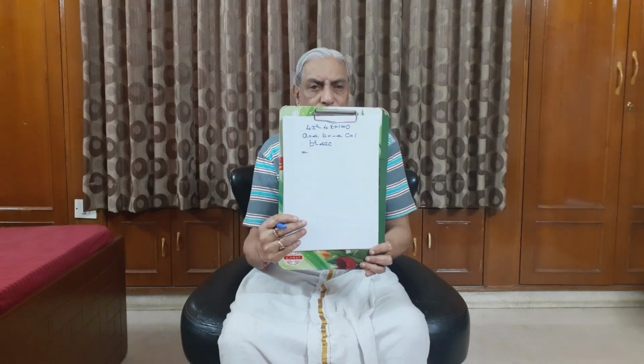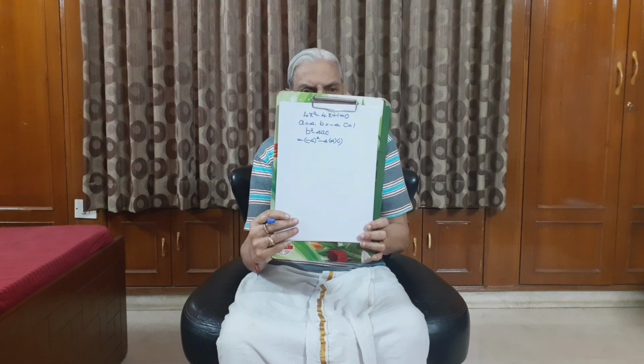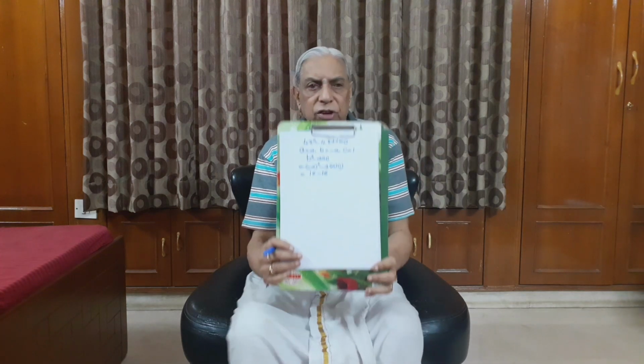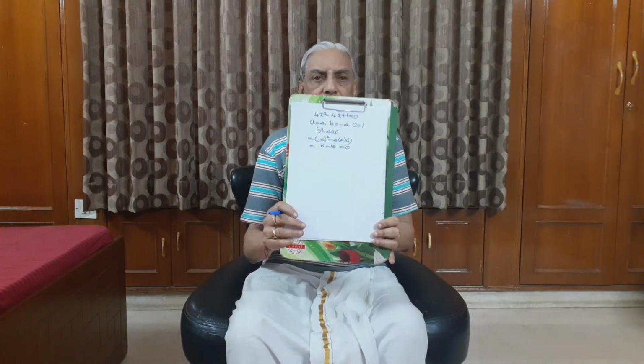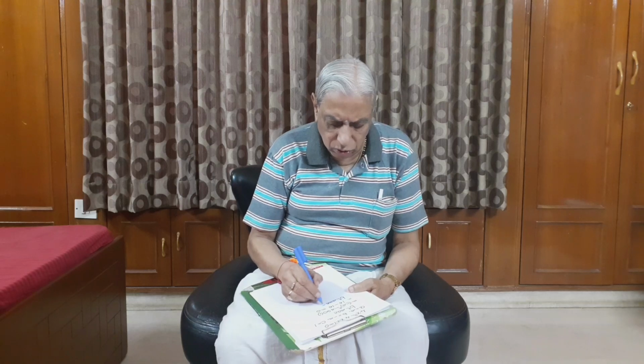So, substitute for A, B, C here. B squared minus 4AC: minus 4 the whole square, minus 4 into 4 into 1. What is minus 4 the whole square? 16. What is minus 4 into 4 into 1? That is 16 minus 16. What is the value of 16 minus 16? 0. B squared minus 4AC is equal to 0.